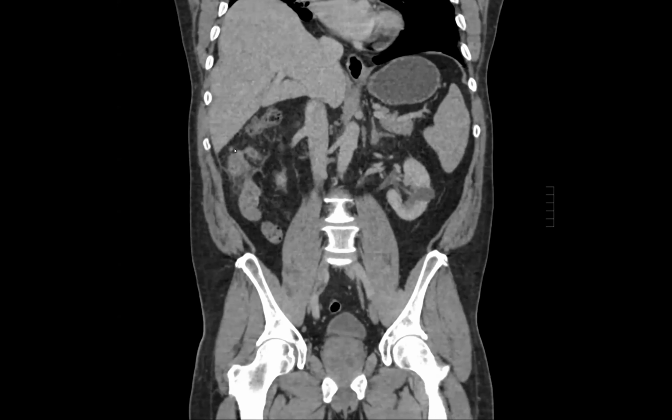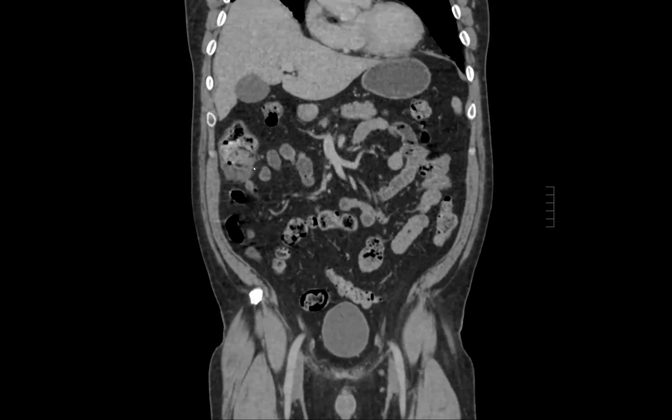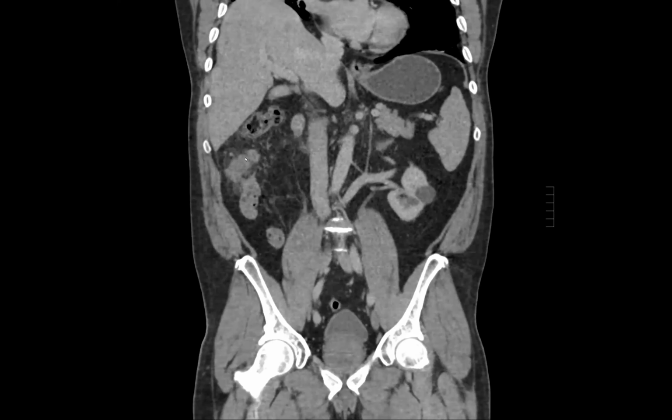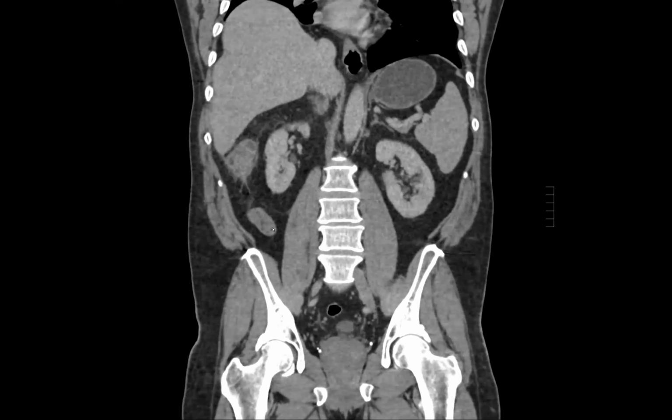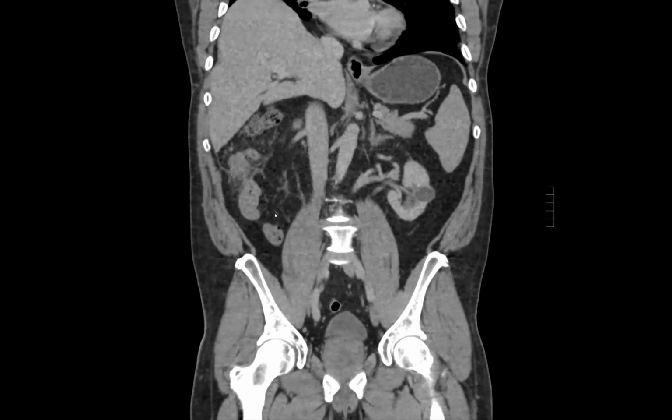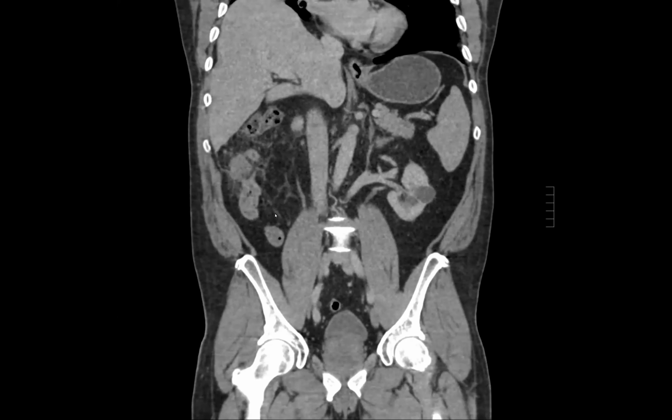So here's our cecum here, and the TI is right there. And then just anteriorly is the appendix, abnormal looking. What are your thoughts? To me, it looks like a ruptured distal appendix.